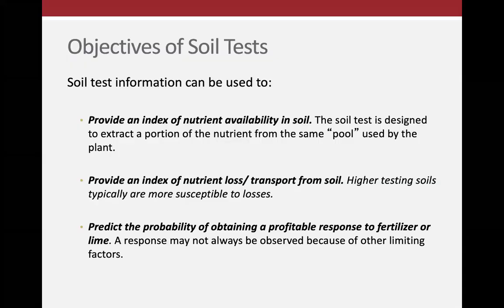Before we get there, let's back up a little and talk about some of the objectives of soil testing. Soil testing can be used for a number of things. We typically use it as an index of nutrient availability. It gives you some idea of the portion of a nutrient in a pool that is plant available. It can also provide an index of nutrient loss or transport.